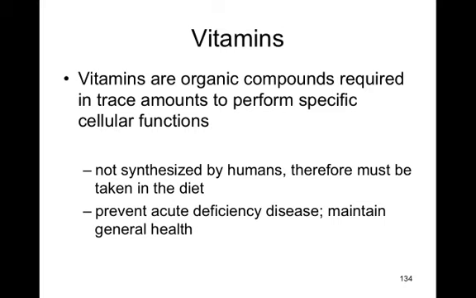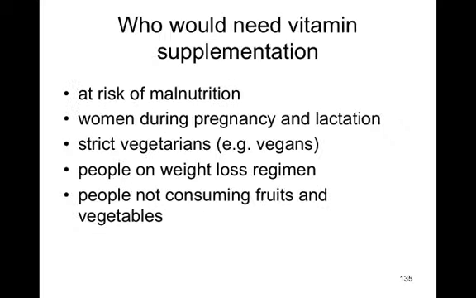So these are essential micronutrients which are not synthesized by humans and therefore must be taken in the diet. Vitamins prevent acute deficiency disease, as a lot of vitamins are coenzymes for other enzymes to function. And overall, they are useful for maintaining general health.